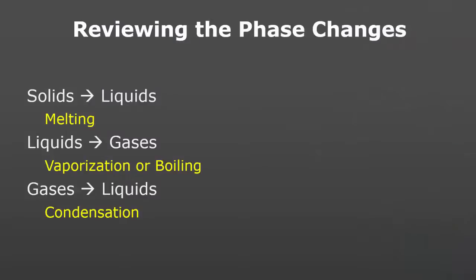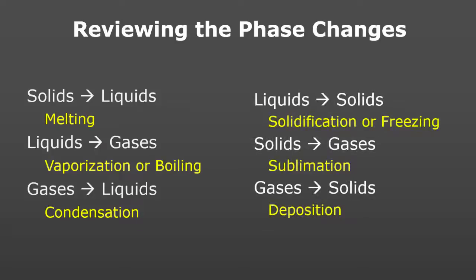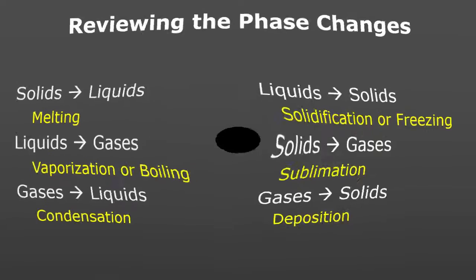So when we talk about phase changes, we understand that when a solid melts, it turns into a liquid, or when a liquid vaporizes or boils, it turns into a gas. And gases, if they happen to, can condense and turn back into liquids. That would be removing heat from them. Liquids can be solidified or frozen to make solids. Solids can be sublimated to make gases. Gases can deposit to make solids.